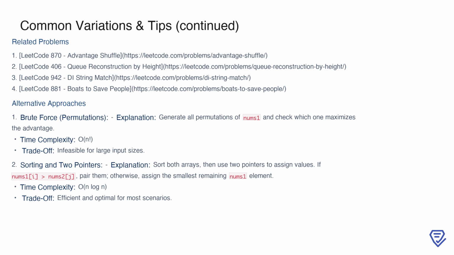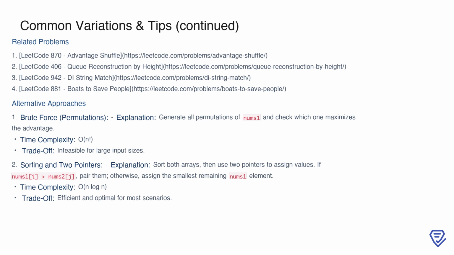On the other hand, the sorting and two-pointer approach is far more practical. By sorting both arrays and systematically pairing elements, you can achieve an optimal solution with a time complexity of O(n log n). This method is efficient and well-suited for most input sizes, making it a preferred choice in interviews and real-world applications.